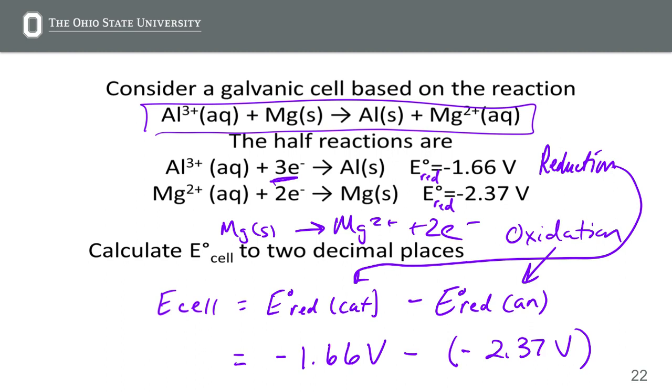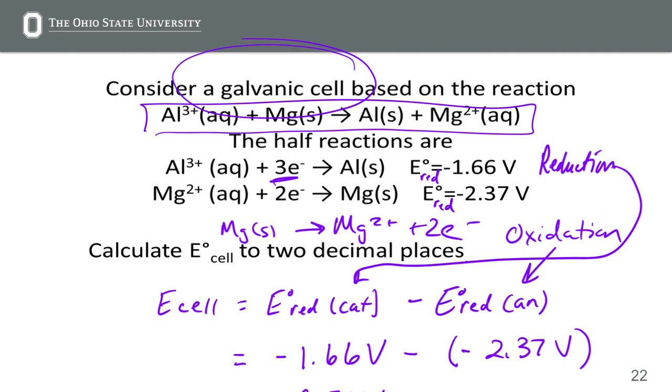So we have a negative value minus a large negative value, so it's plus a larger number. And so we'll end up with a positive value for our cell potential. And that's what we want to see. Why do we know we want a positive cell potential? Yeah, spontaneous. We have a galvanic cell, we know it has to be spontaneous. And we know the E cell has to be positive.